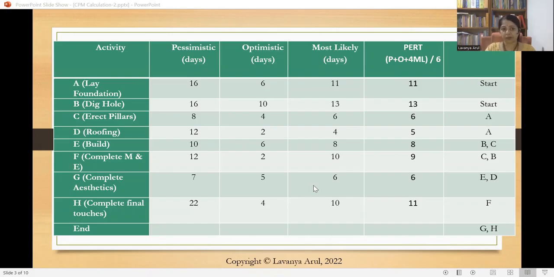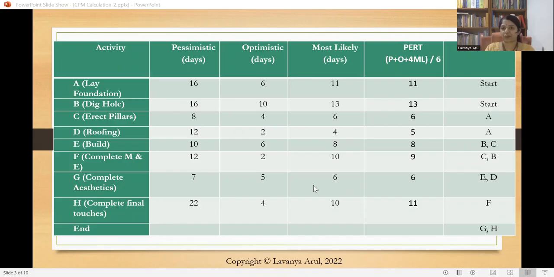For example, for activity A, pessimistic is 16 days, optimistic is 6 days, most likely is 11 days. The PERT value is 11 days. More or less, it will be aligning with the most likely value. You're right. That's why I said if we are taking only the mean value, will it work? Sometimes, yes. For example, look at activity E or activity F.